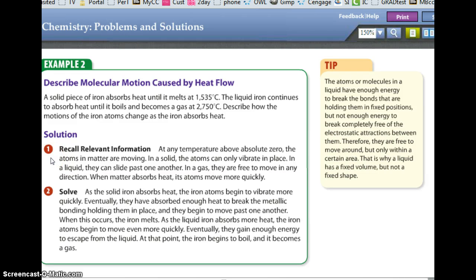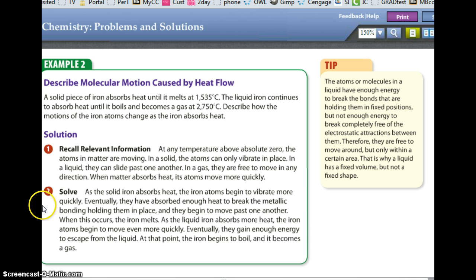At any temperature above absolute zero, the atoms in matter are moving. In a solid, the atoms can only vibrate in place. In liquid, they can slide past one another. In a gas, they are free to move in any direction. When matter absorbs heat, its atoms move more quickly.